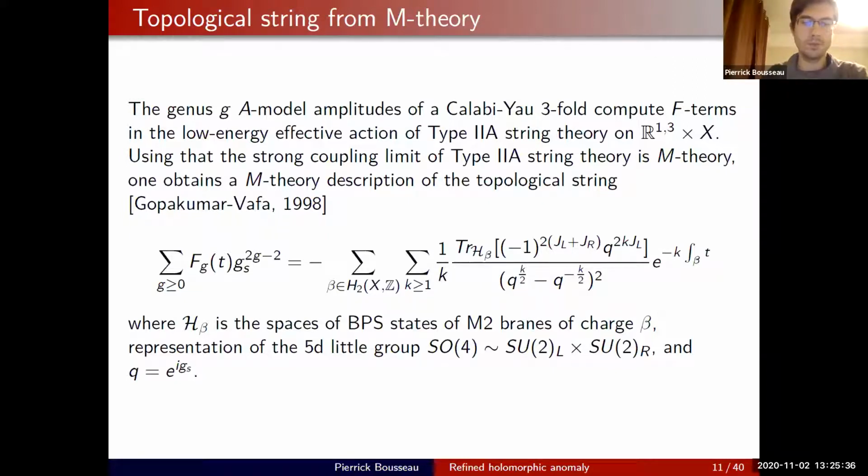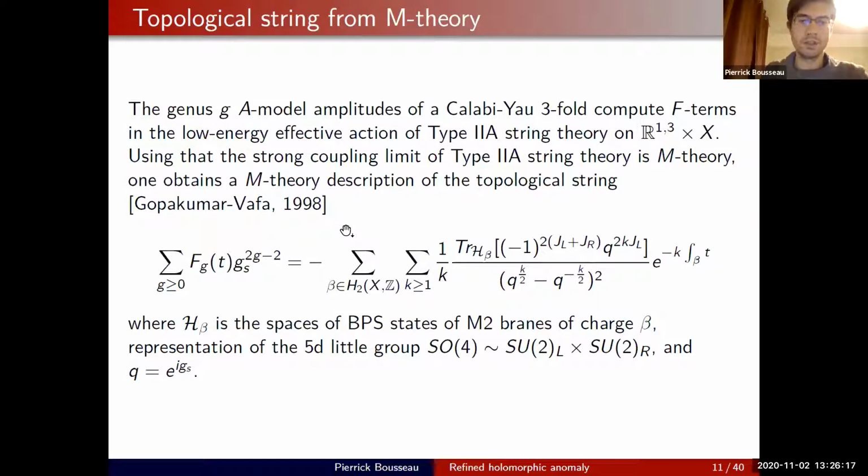And the output is this formula where you take the sum over all possible genus of your genus g amplitude F_g(t), and if you introduce a string coupling constant g_s, and you sum as a formal power series, it admits a very different looking description, where the important object here is H_beta, which is some space of BPS states for M2 branes of charge beta, which is a vector space and which is a representation of the 5-dimensional little group SO(4), whose universal cover is SU(2)_L times SU(2)_R.